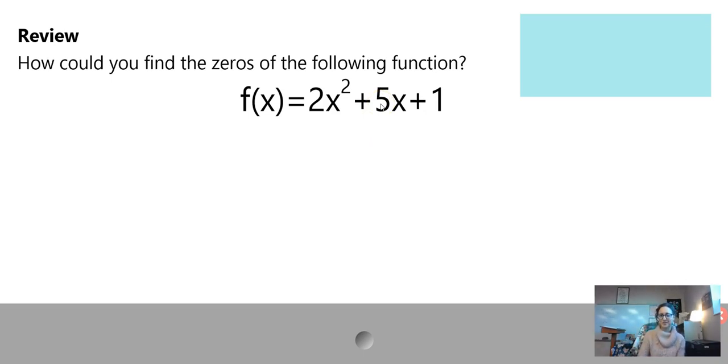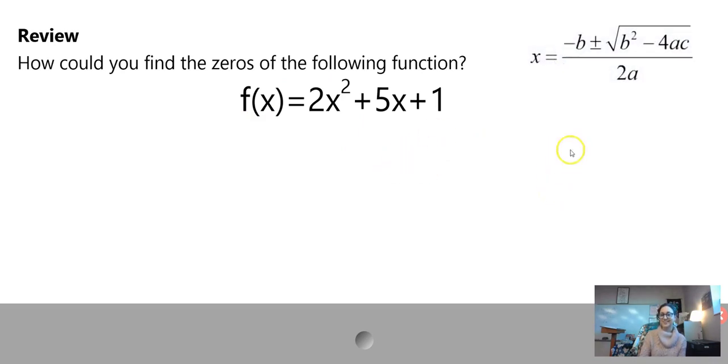Do you remember from Algebra 2 how we could find the zeros of a quadratic like this? Does this ring a bell, right? Quadratic formula. So let's go ahead and plug this in. What is your A value, first of all? A is 2, B is 5, and C is 1.